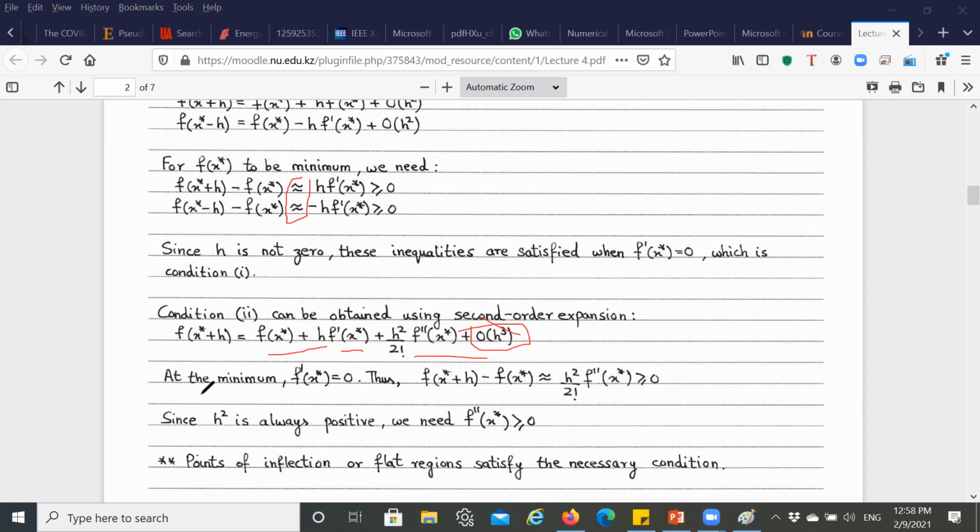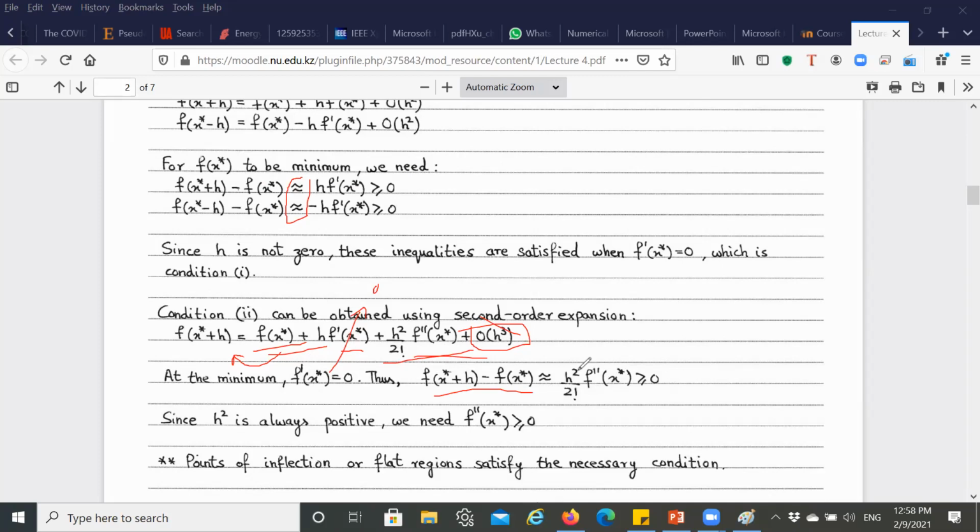At the minimum point, we know that f prime of x star is equal to 0, so we can put this term equal to 0. This will simplify, and bringing f of x star to the left-hand side, I would get f of x star plus h minus f of x star, which is approximately equal to this remaining term. Now we have h squared.